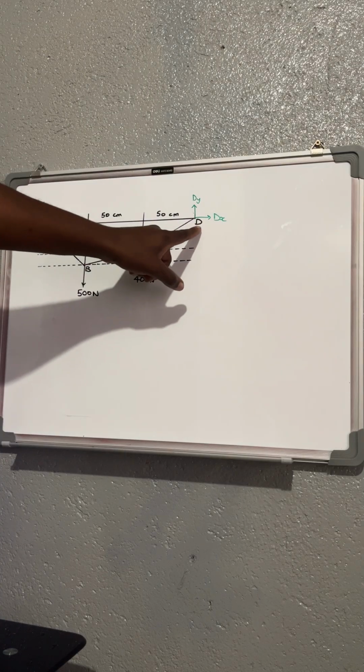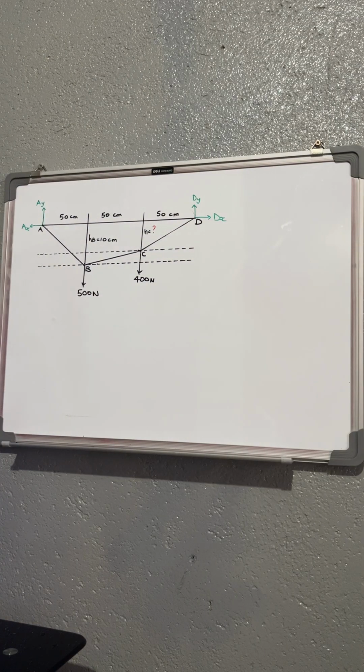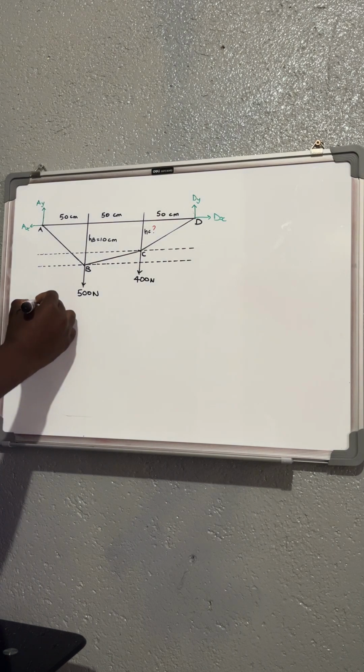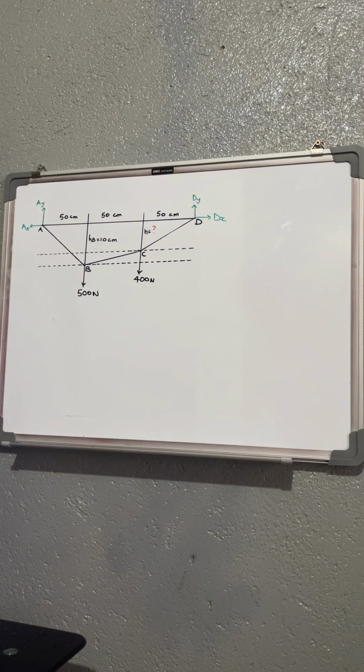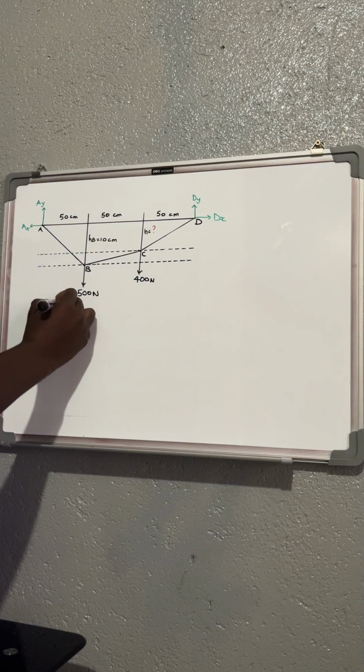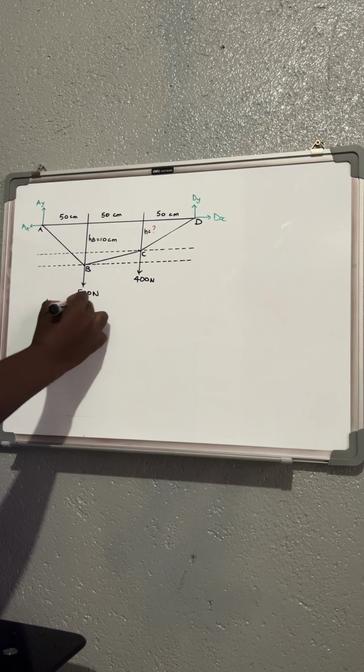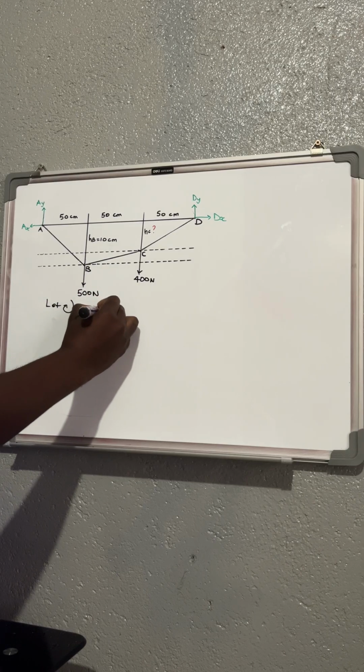Because if I want to find my DY, I'm going to take my sum of moment at A, and if I want to find my AY, I'm going to take the sum of my moments about D. So let's start with our sum of moment at A. First thing that you have to do is to let whoever is marking your script know the direction that you're taking. So we will let clockwise be positive.